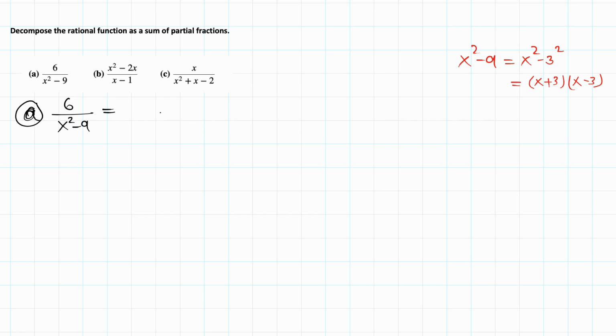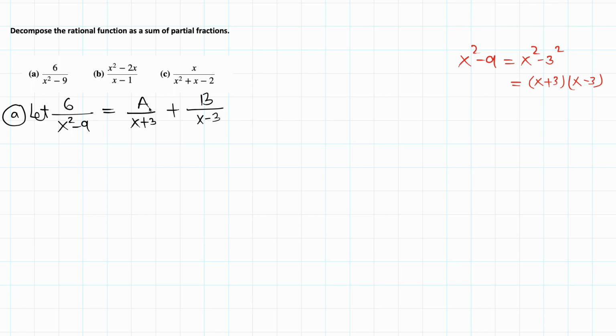So on the bottom will be x plus 3 and x minus 3. Now we need to determine the numbers on the top so that we get 6. So let's say this one is A, we'll determine it in a moment, and B. So we let this fraction be the sum of these two.